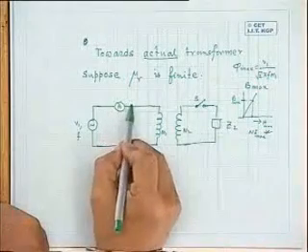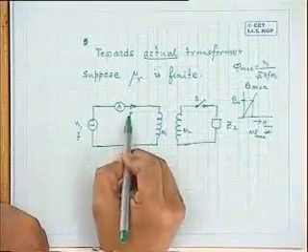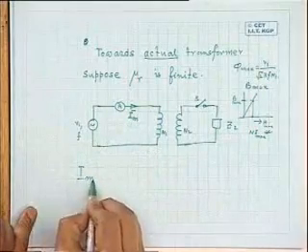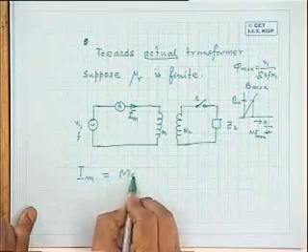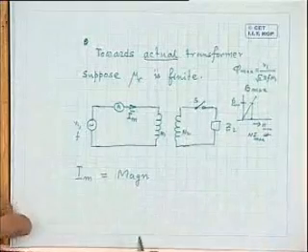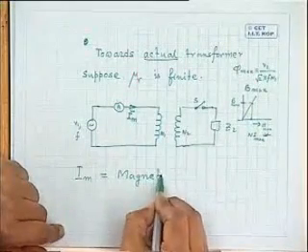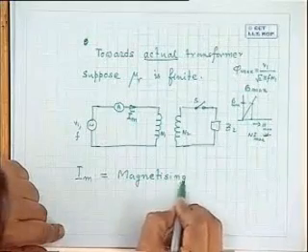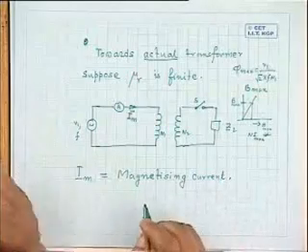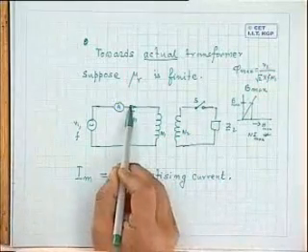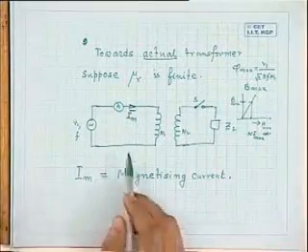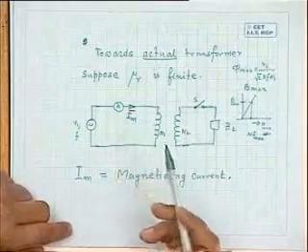So N I max you will calculate, and that divided by root 2 will be the current. That current which is required to establish the flux is called the magnetizing current. So Im is called the magnetizing current, which hitherto we neglected. So under no load condition, some current Im will be there.